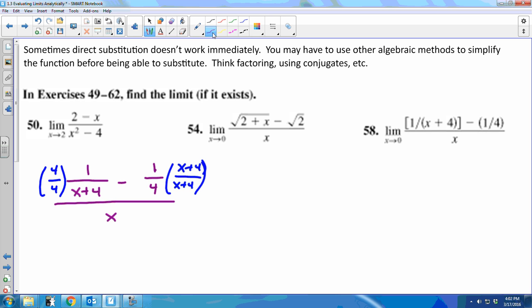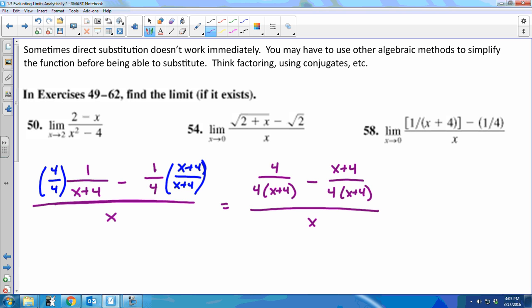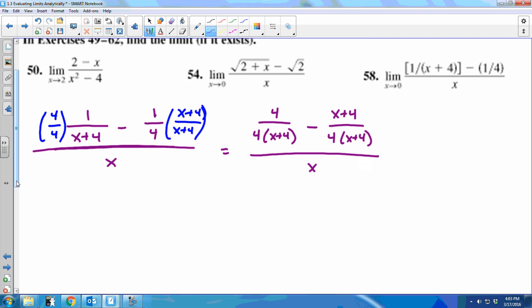So all this is happening in the numerator, so we still have this division by x down here at the bottom. If I multiply, I end up with 4 over 4(x plus 4) minus (x plus 4) over 4(x plus 4), all still over x. But at least now I have a common denominator.